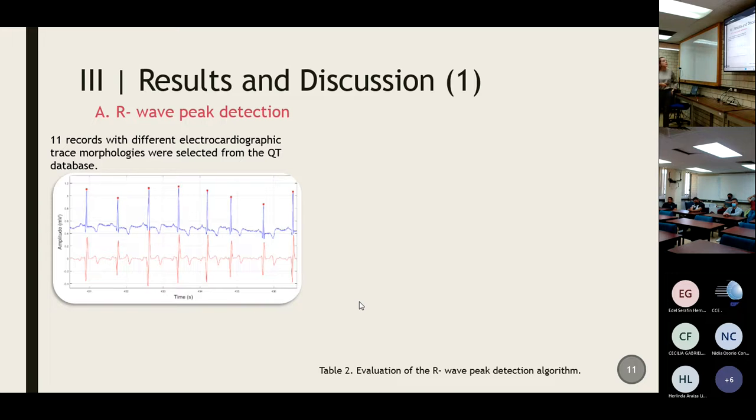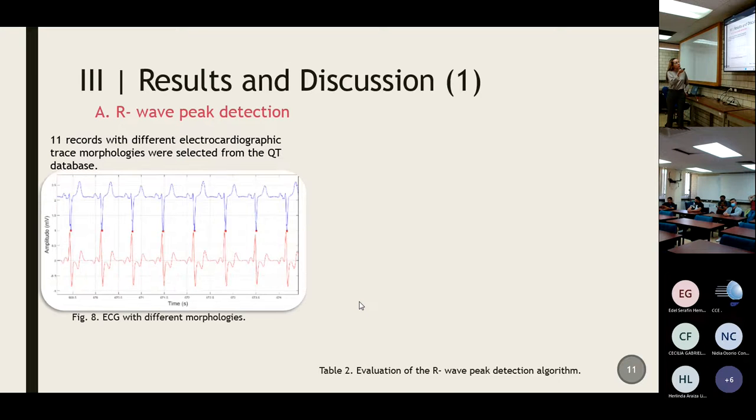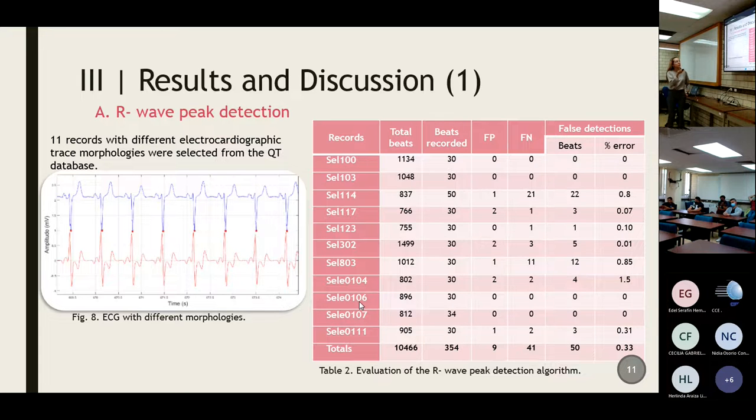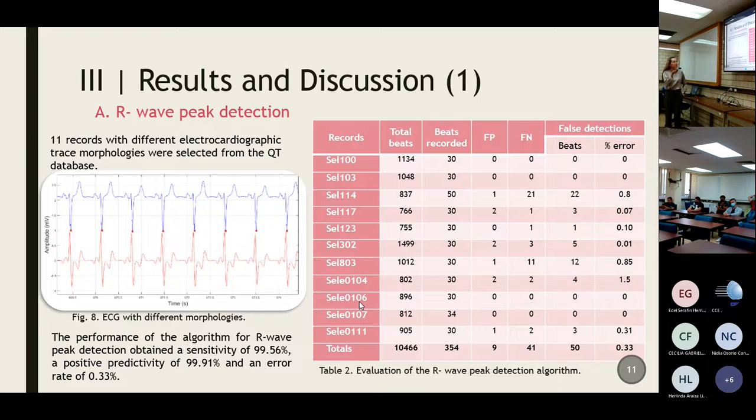These are my results for the validation of the R-wave peak detection that I did in 11 records with different electrocardiography trace morphologies. Here we have a positive QRS, a negative QRS, and the results on the 11 records. We obtained a sensitivity of 99.56%, a positive predictivity of 99.91%, and an error rate of 0.23%.